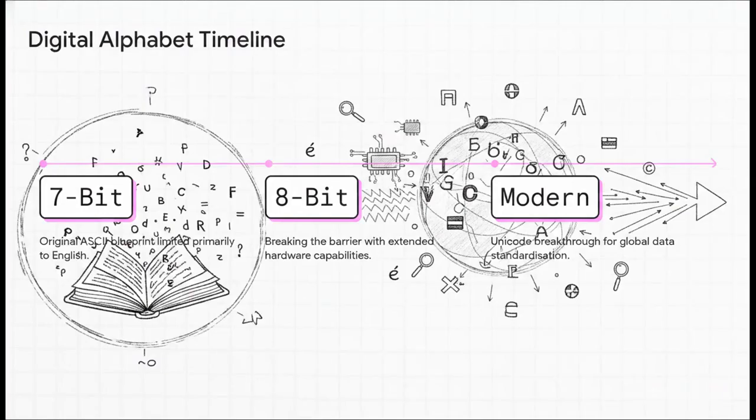Before we can even talk about the modern internet, we have to understand the origin story of our digital alphabet. Chronologically, we started back in the 7-bit era with the original ASCII blueprint, which was basically just built for English. Then, as hardware improved, we pushed into the 8-bit era, giving us extended characters. But finally, as the whole world's connected, we desperately needed the modern era, which is the Unicode Universal Language Standard.